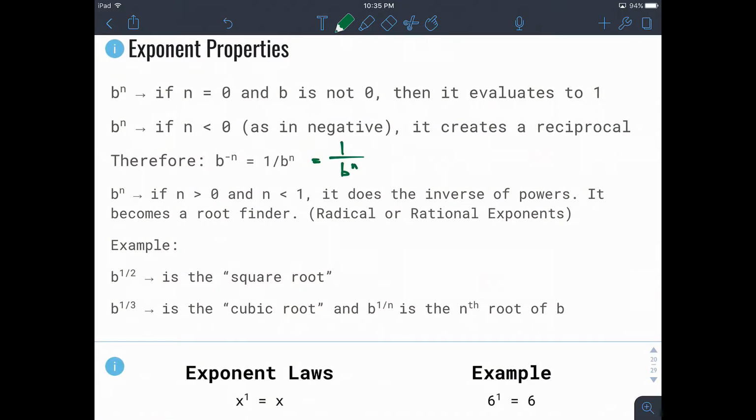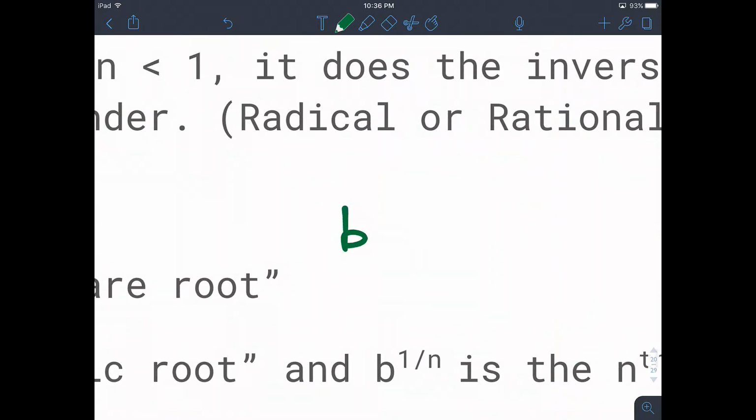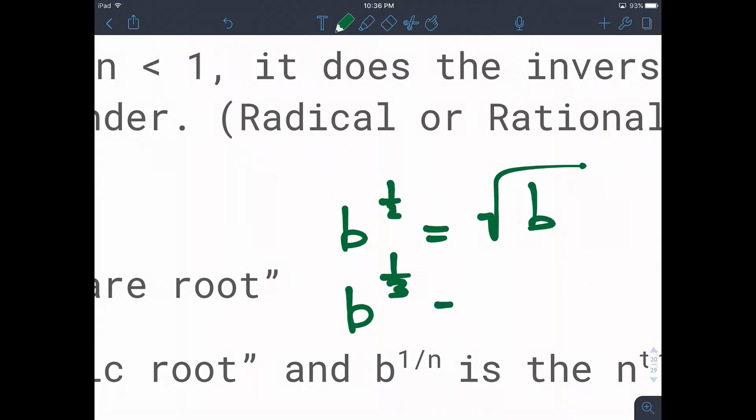Looking at b to the exponent n, if n is greater than 0 and less than 1, as in it's a fraction or a decimal, it's usually a root finder. For example, b to the exponent of a half is a square root, and b to the exponent of 1/3 is a cubic root. So b to the exponent of 1/2 is the same thing as the square root of b. And the cube root of b is b to the exponent 1/3.